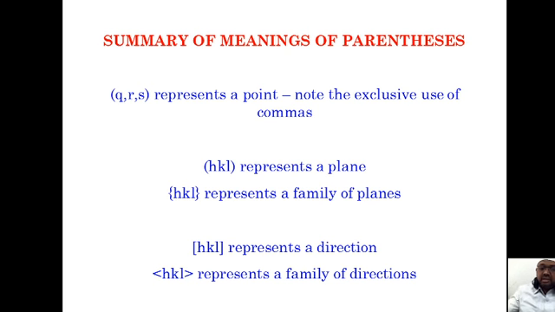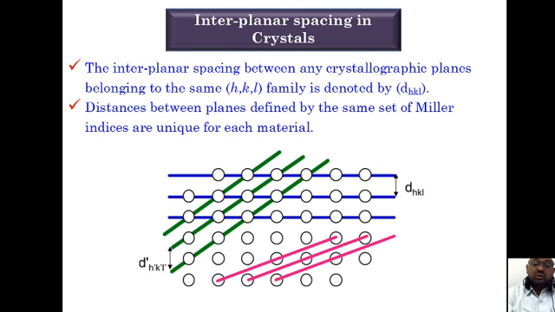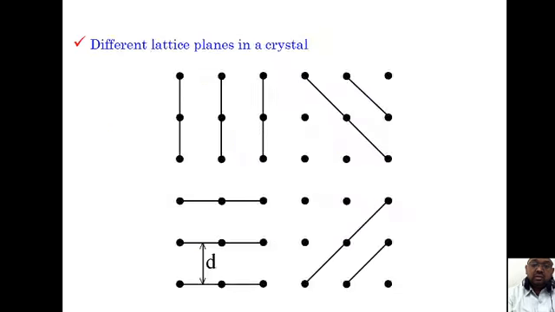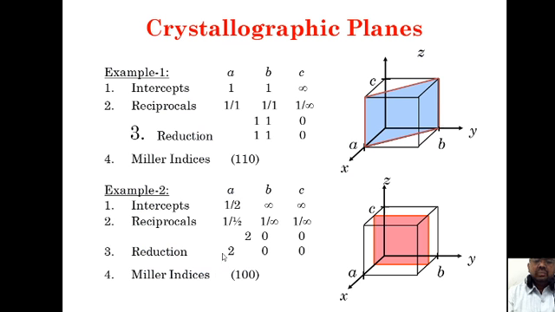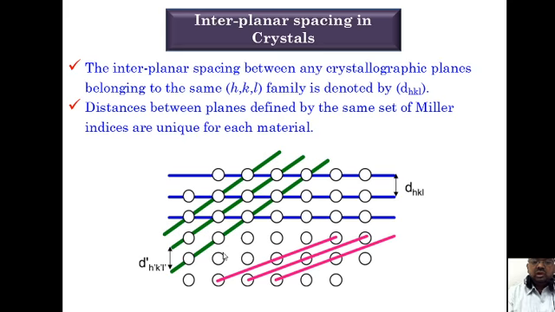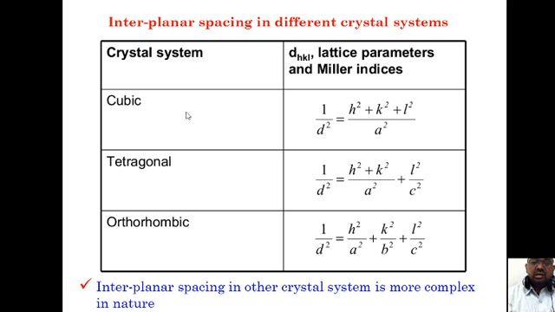Now I'm going back to the previous slides. Why? Because what is this d? We wrote a small d, the distance between equidistant planes. This d is known as the interplanar spacing. In the previous classes we showed you the detailed derivation of the interplanar spacing for a cubic crystal.